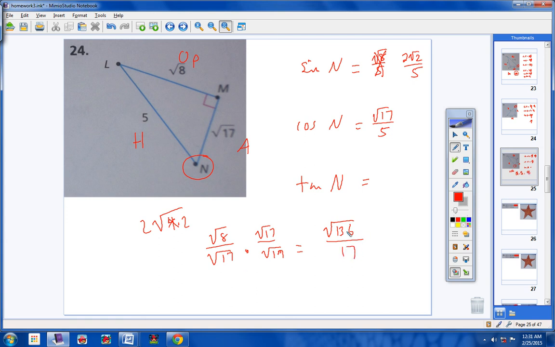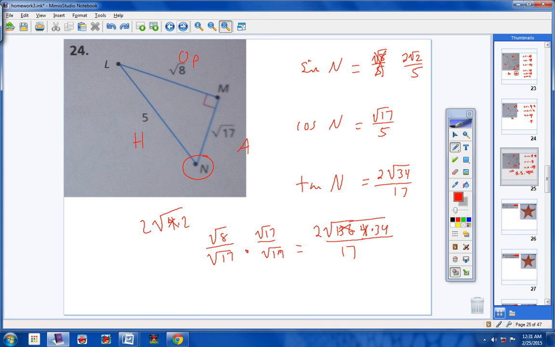And we know 4 goes into 136. So I'm going to go ahead and put 4 times 34, because 4 times 34 is 136. Cross off the 4, put a 2 on the outside. The 2 and the 17 cannot be reduced. So your final answer is 2 square root of 34 over 17. And a lot of students, and probably someone will do this on the test, because usually 1 or 2 students do this, they're going to reduce an outside number with an inside number, and that is not equal to 2. You cannot do that, okay?